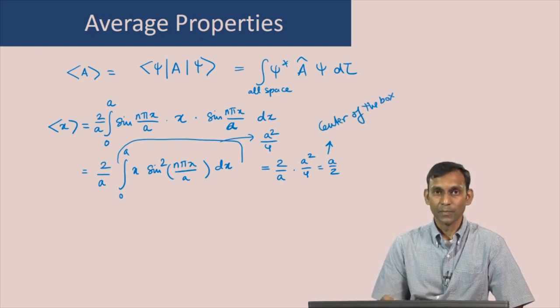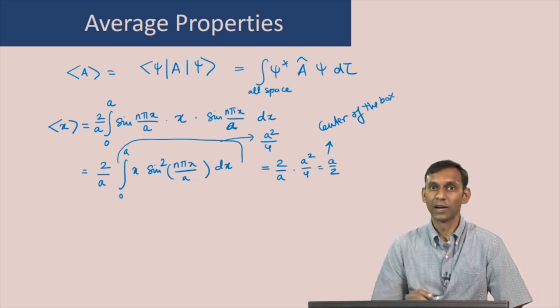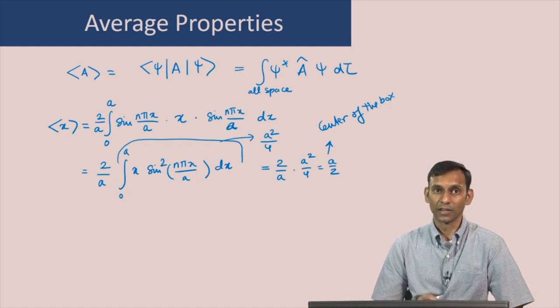This makes sense because the particle can be anywhere, and on an average, just by thinking about it in a symmetric manner, the particle should be on an average right in the middle of the box. Let us now consider the average momentum of the particle.